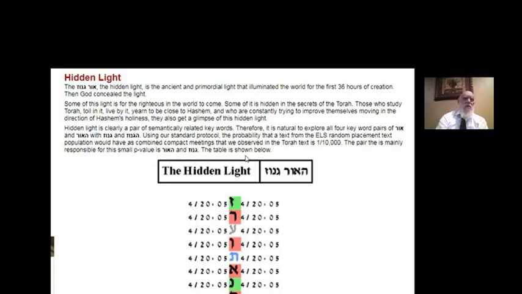So the table is shown below. This is what you see here, the hidden light, Or Haganuz, and the combination effect of the word HaOr in this color and the green, ganuz, the hidden light. This appears, as you can see here, in the book of Numbers, chapter 20, verse 5. So all of this comes in quite a small area. You can see for yourself: one chapter and some verses, combining this word ganuz.